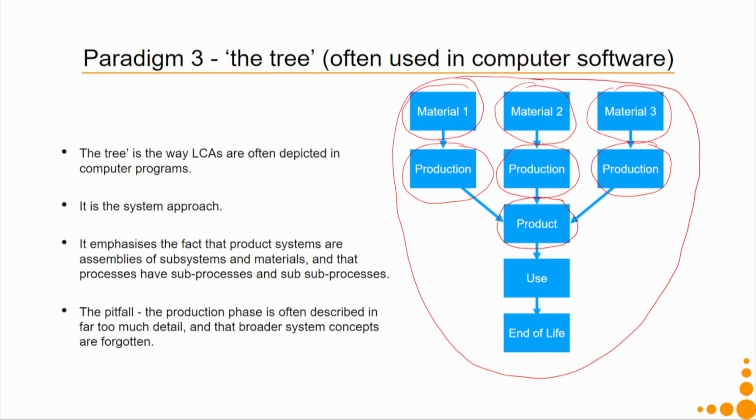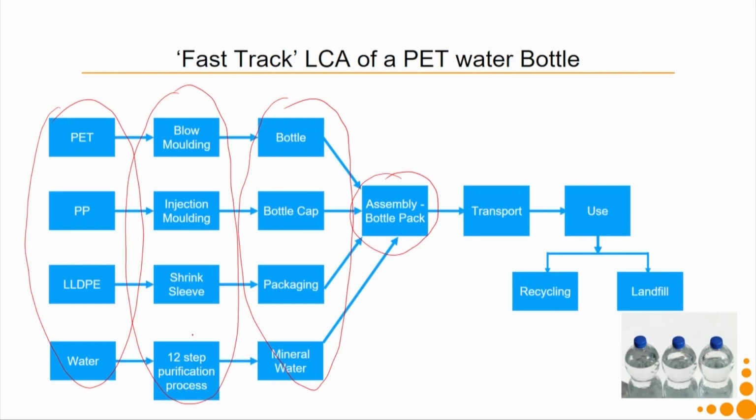It emphasizes the fact that product systems are assemblies of subsystems and materials, and that processes have sub processes and sub sub processes. Here you can see in production I have only spoken about one technique, but this might be a combination of a couple of processes. Say for example, here what I mention is a 12-step purification process, which means from water to mineral water, I have several sub processes, which might also have sub processes.